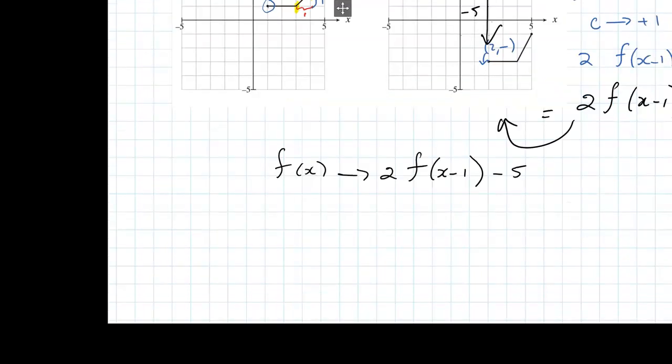So the final answer will be, sorry, I just ran out of room in there. This would be the transformation that we are doing: 2 times f of x minus 1 minus 5. Okay?